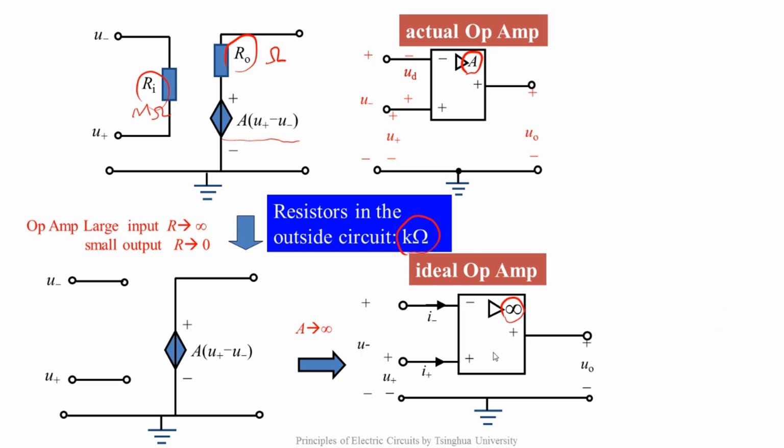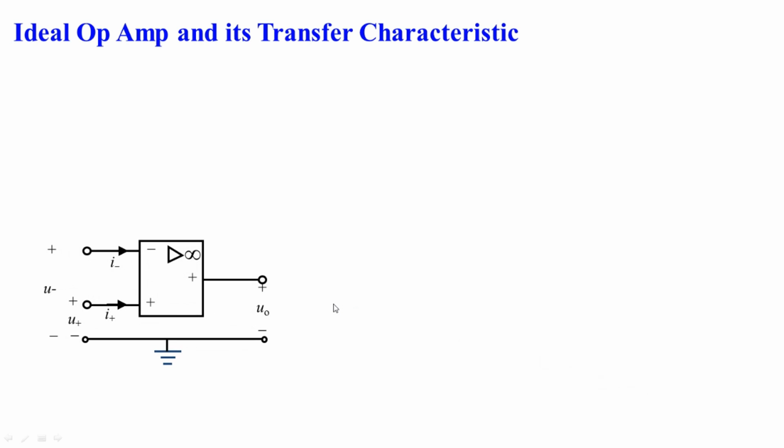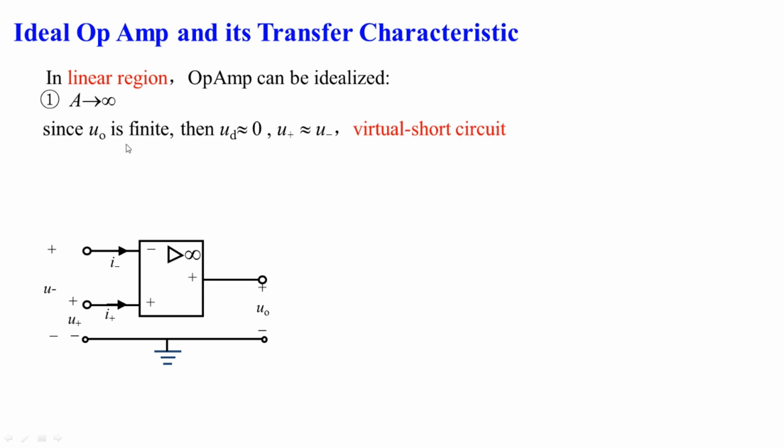After the simplification and the approximation from a real op-amp, we still focus on the op-amp operating in the linear region. In the linear region, since A is infinite and the output is finite, then U_D equals 0. That is, U+ equals U-. In other words, the non-inverting input and the inverting input are at the same potential, like a short circuit. It's called the virtual short circuit.